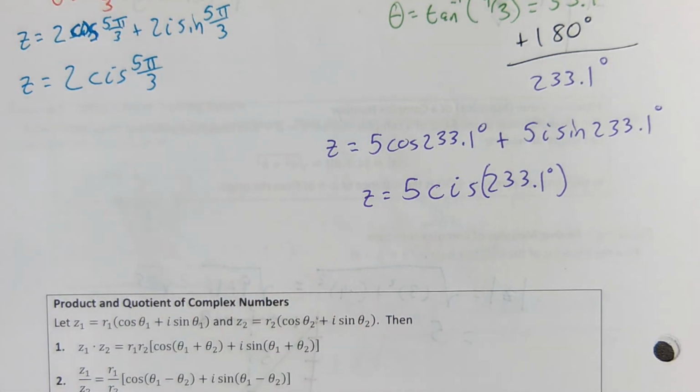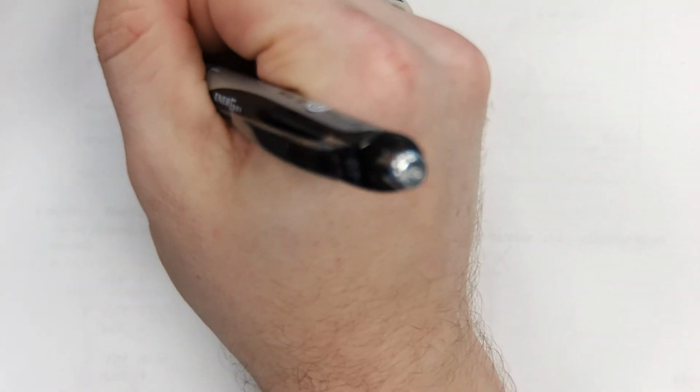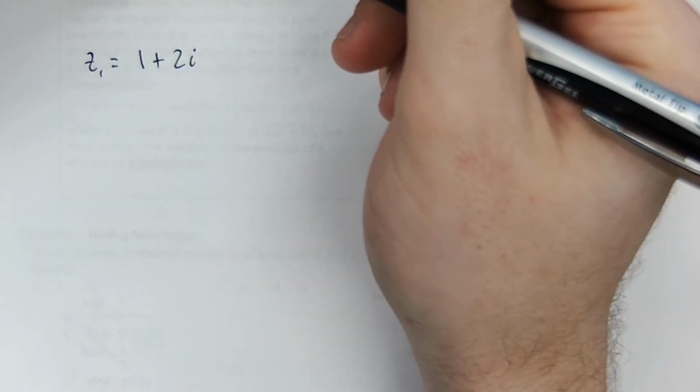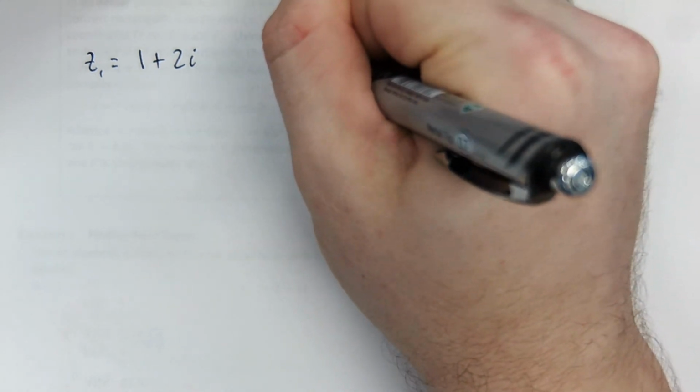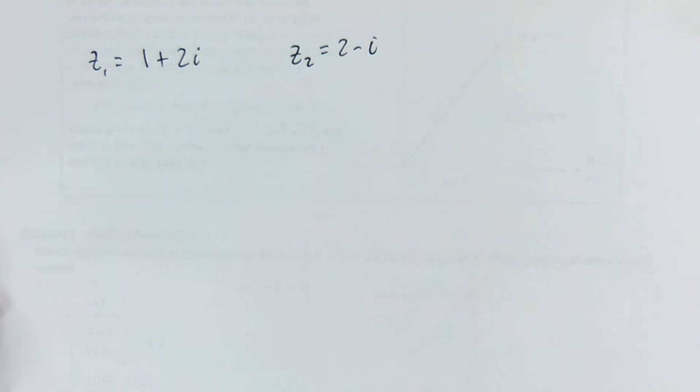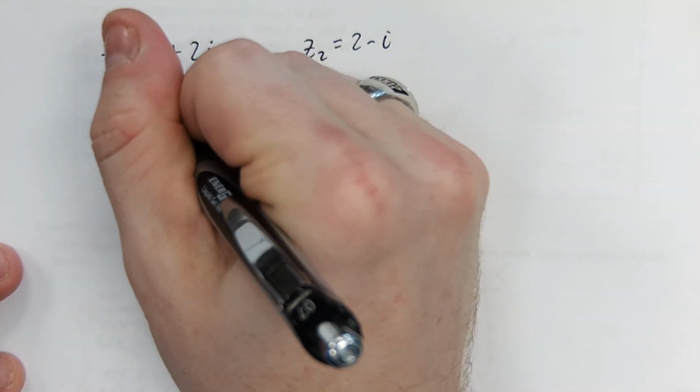For example, let me remind you of something that you did in Algebra 2. In Algebra 2, we could ask you to multiply two complex numbers. So let me make one up. How about 1 plus 2i and, I don't really care, 2 minus i. I could ask you to multiply those back in Algebra 2, and here's what you would have done.